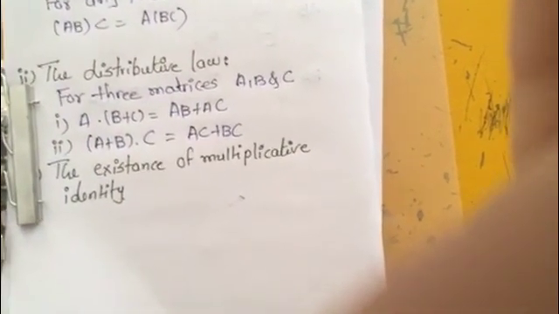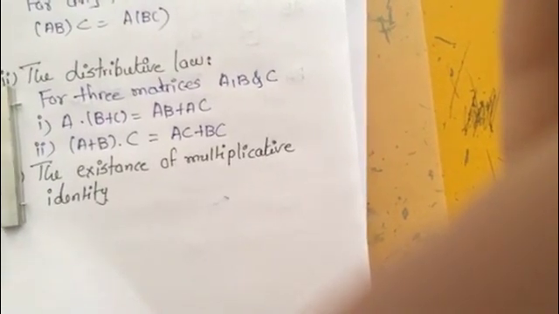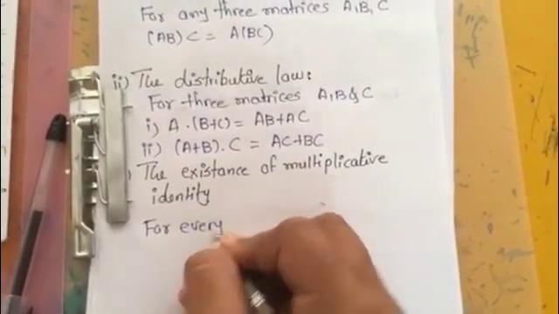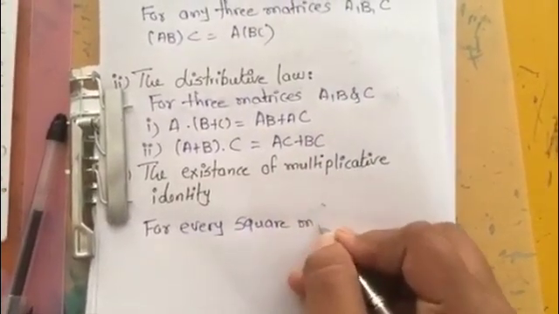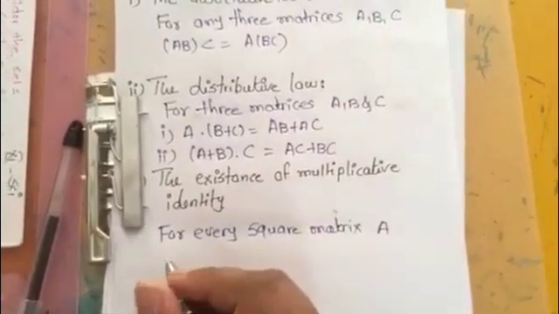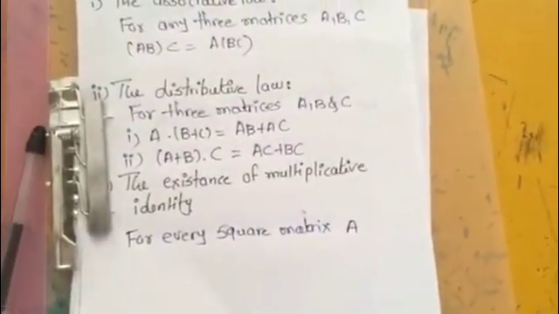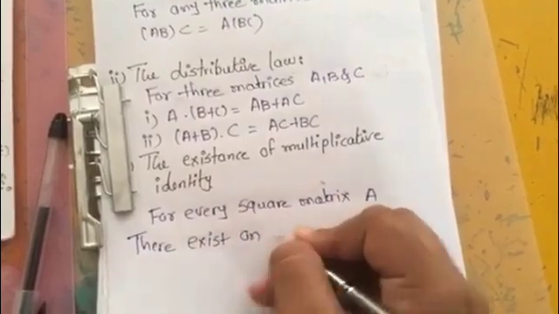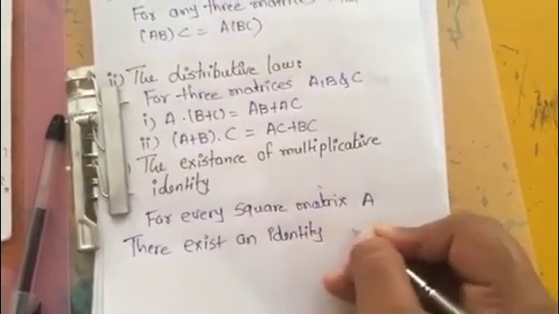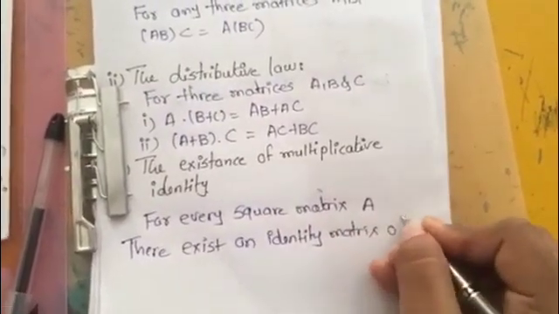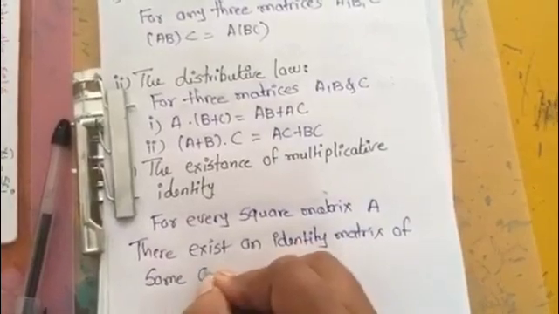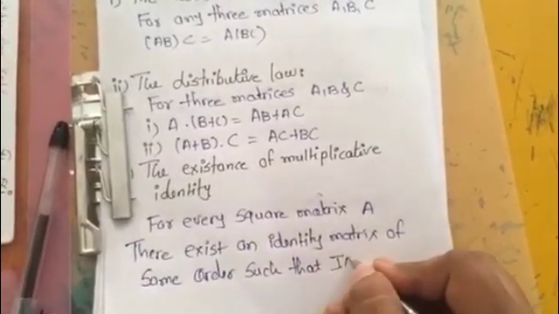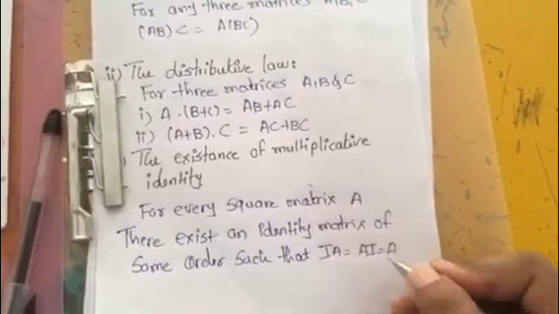Okay, and the next one is the existence of multiplicative identity, for which for every square matrix A there exists an identity matrix I of the same order such that I into A is equal to A into I is equal to A itself.